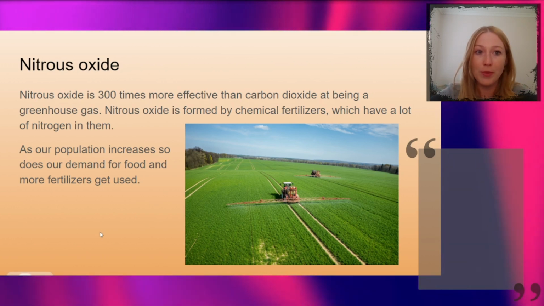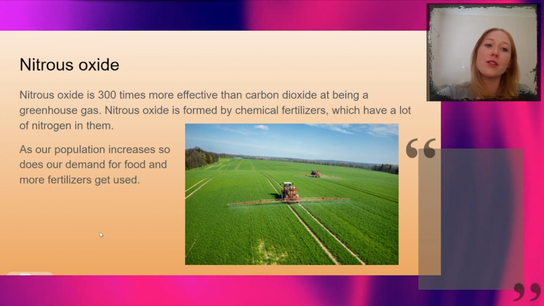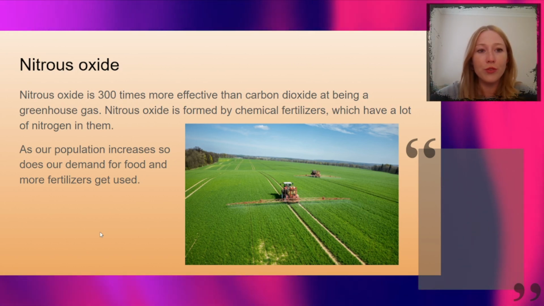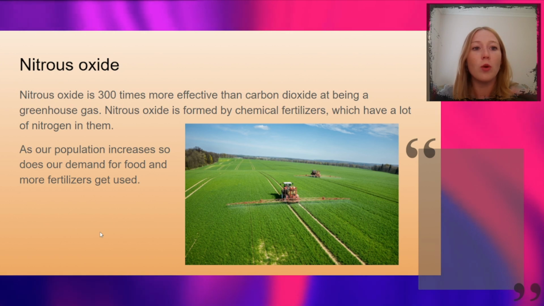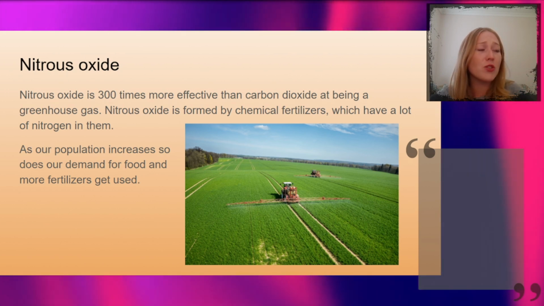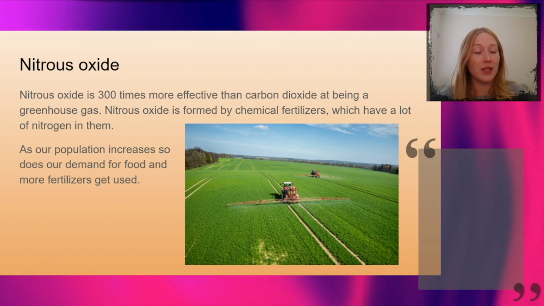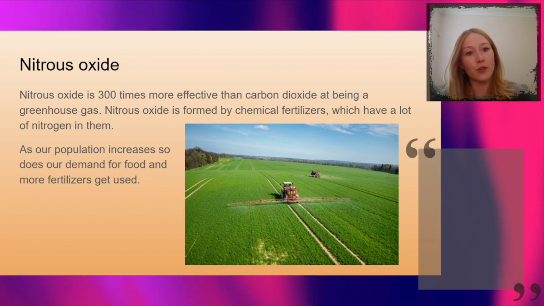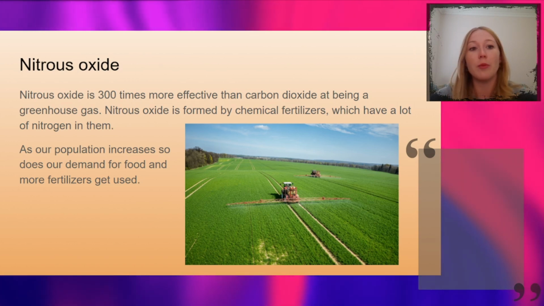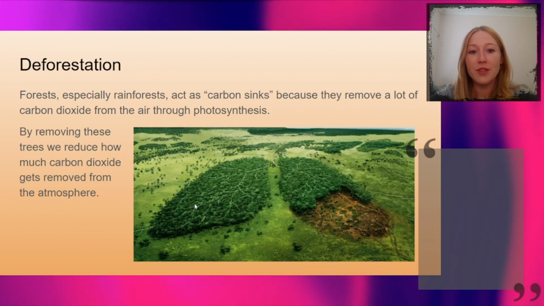And as our population is increasing and as more people are needing more food, we are obviously farming more. We have more industrialized farming, which means that more and more chemical fertilizers are used for farming. And then, of course, deforestation.